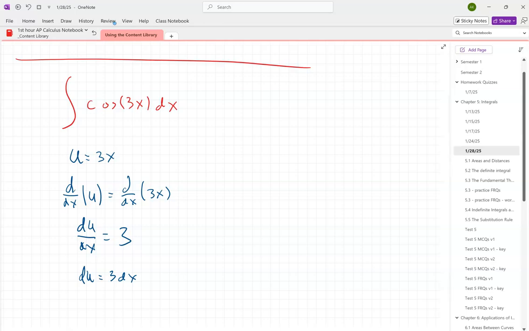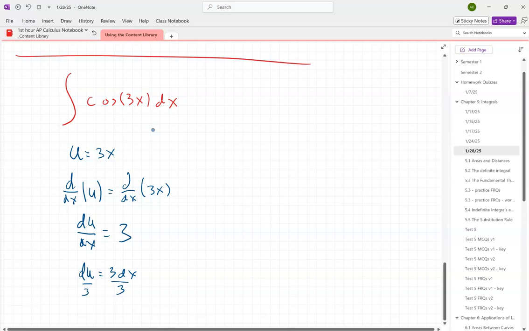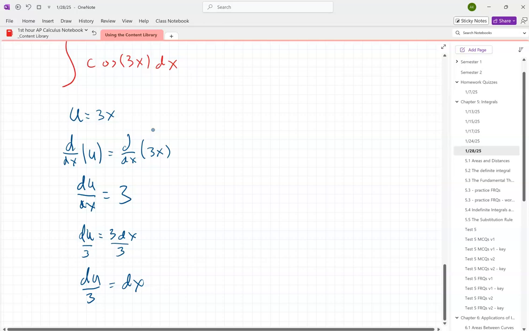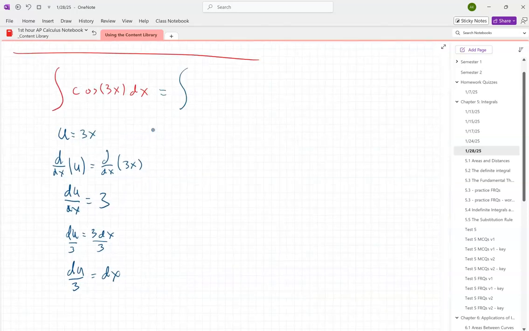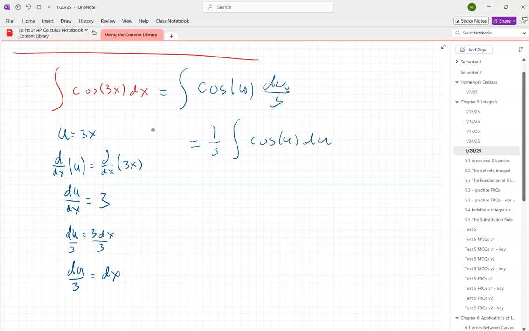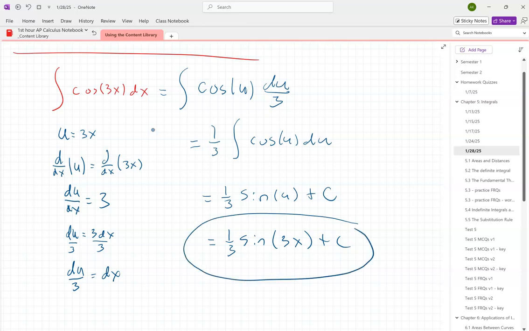I can just kind of multiply the dx over. But I don't have a 3 over here. I just have a regular old dx. So I'm just going to divide both sides of this equation by 3. So my dx is going to equal du over 3. So if I make my substitution now, in place of 3x, I'm going to put a u. And in place of dx, I'm going to put du over 3. Now I know I can pull that 1/3 out front of my integral. And really what I'm left with integrating is just the cosine u du. The antiderivative of cosine is sine. And I'll have my plus c at the end. And then my last step will be to put the value for u back in. And that should be my answer.